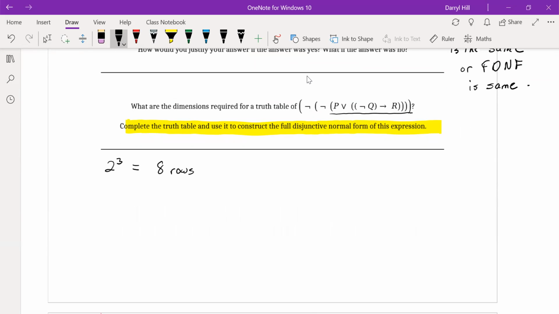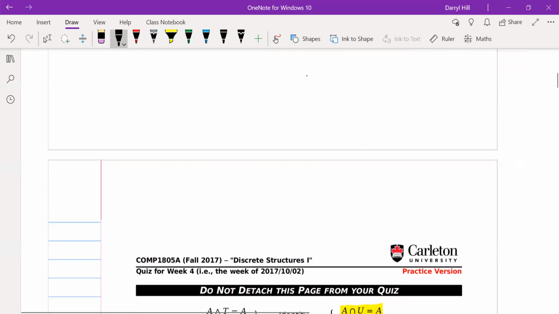Number of columns, that's a little harder, so we would have to count them: P, Q, R, and then we also have not Q, and then we have not Q implies R, and then we have P or not Q implies R, and then we have not that, and then not that again. So we would have 2 more. So we would have 1, 2, 3, 4, 5, 6, 7, 8 columns. So the number of rows depends on the number of propositions, and the number of columns depends on the expression. Okay. Questions about any of that?